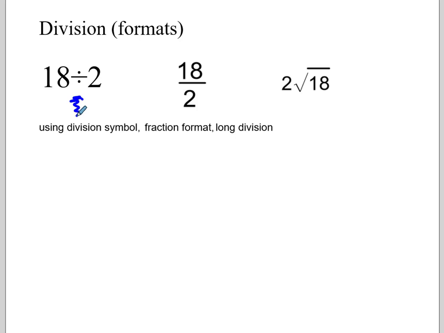18 over 2 right here, this is a fraction format. Again, this isn't the easiest way to type, but it's another way of expressing division. And then lastly, this weird symbol here, and this might look more like a square root sign. It's probably closer to something like this. Not all computer software draws the symbols the same way, so you have to have a bit of an open mind. Those are three ways of expressing division.